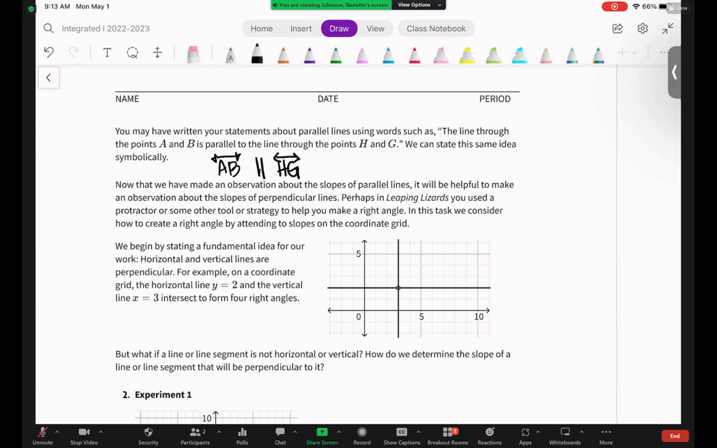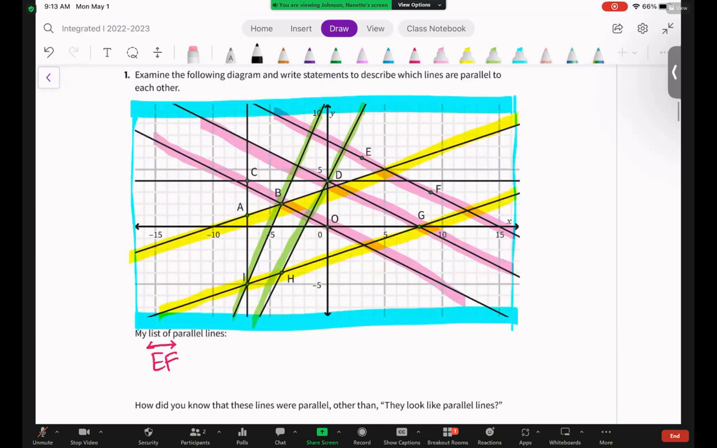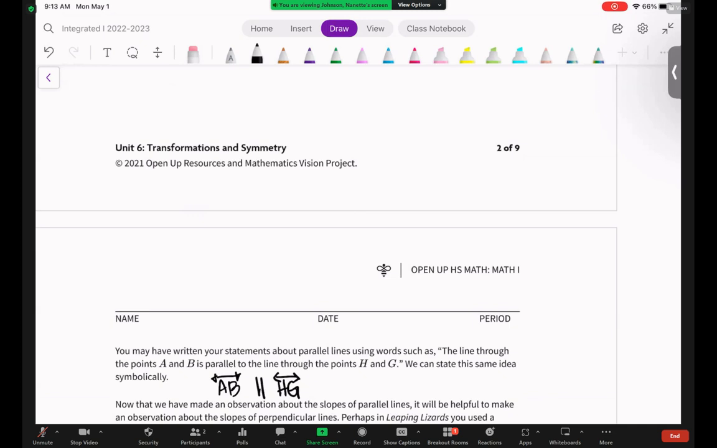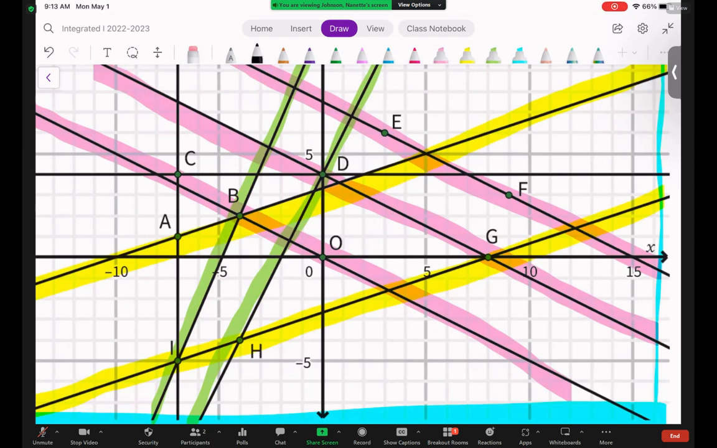it will always be helpful to make an observation about the slopes of perpendicular lines. So maybe one of the things that you noticed about these two yellow lines here is that they have the same slope. So let's look at that really quick. Let's look at HG and count that. HG goes up 4, and then it goes right that many. What is that? 4 plus 5 plus 3? 12. So the slope of HG is 4 over 12, or 1/3.